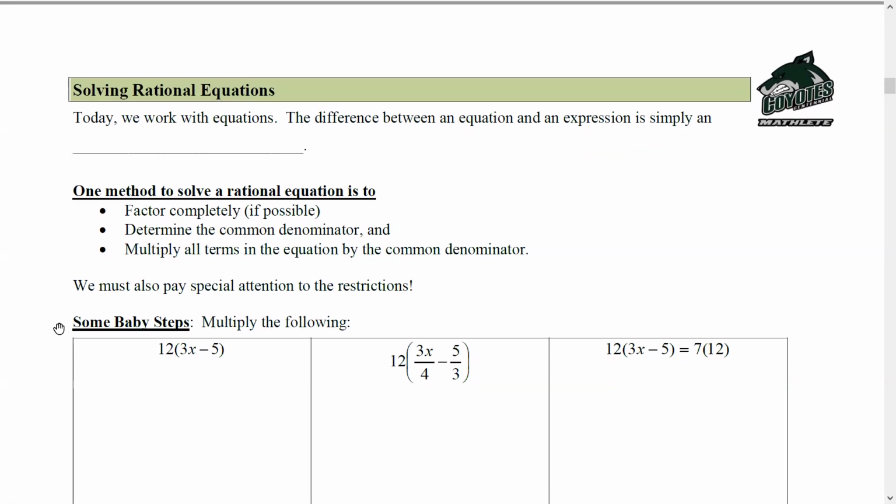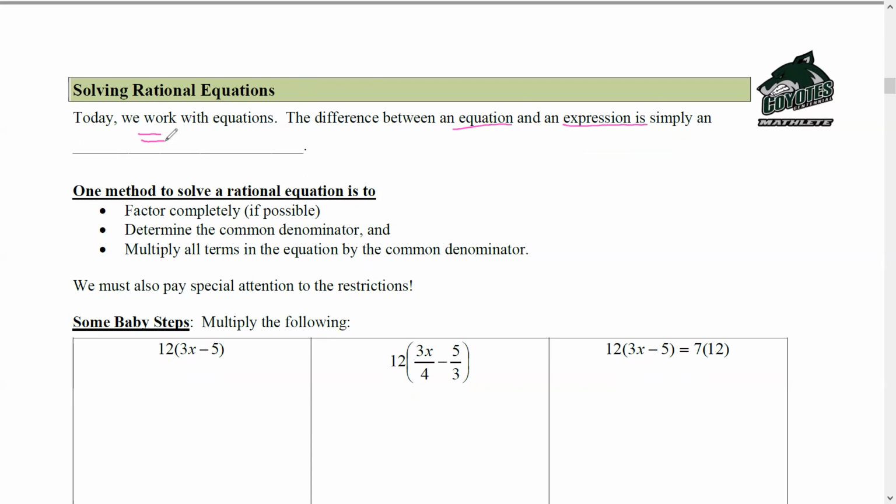So, what's the difference between an expression and an equation? Simply, we have an equal sign in between the left-hand side and the right-hand side. So we can actually answer the question of what is x.